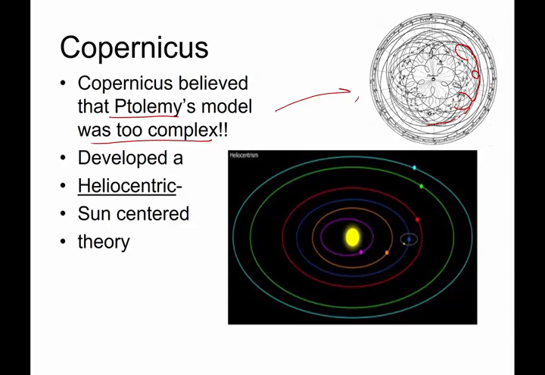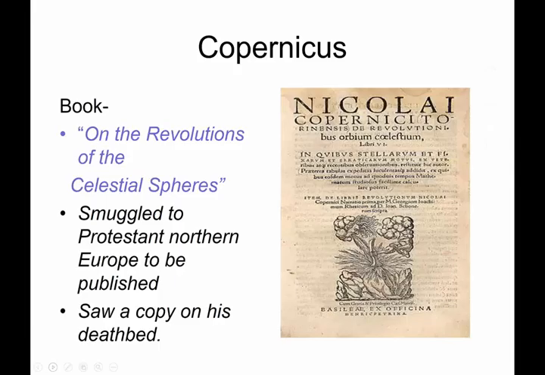So what Copernicus did is he developed a heliocentric model. Helio means the sun, centric means center. And Copernicus created the model that you and I are used to today, with the sun at the center of the solar system, Mercury, Venus, the Earth, the moon orbiting us, Mars, Jupiter, and Saturn. And it explained so many things. It got rid of most of the crazy epicycles.